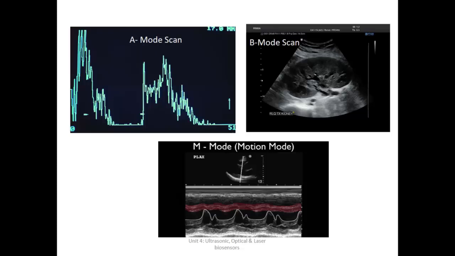So we have three scan modes which are popularly used in biomedical applications: A scan, that is one dimensional; B scan, that is two dimensional; and M scan, which also incorporates the motion along with the image or the distance. These are basically different ways in which we are using the fundamentals of ultrasound and the Doppler effect to get useful biomedical information.